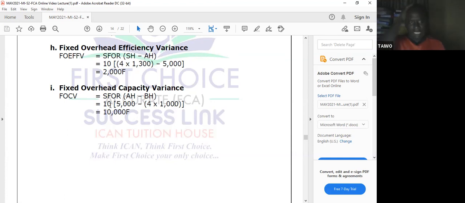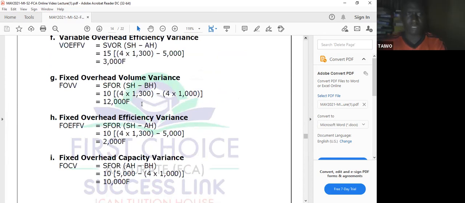It is 10,000. Now, if you look at it very well, the efficiency variance and capacity variance: 2,000 plus 10,000, that's 12,000. That 12,000 you now place under the fixed overhead volume variance, which is 12,000 favorable. Hope you're getting me now. So please note it: addition of fixed overhead efficiency variance, which is 2,000 favorable, and fixed overhead capacity variance, which is 10,000 favorable, gives you 12,000, which is that of the volume variance.